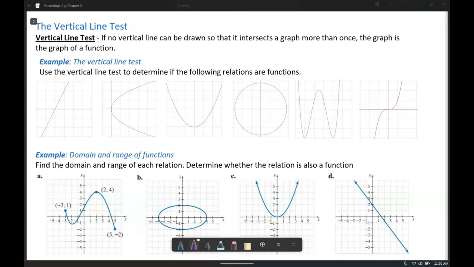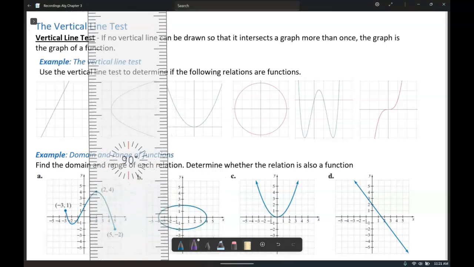Now, touching on the last part where we were looking at several equations and whether or not they were functions, we have a formal way of identifying functions by looking at graphs, and that's called the vertical line test. If no vertical line can be drawn so that it intersects a graph more than once, the graph is a function. And so we're looking at that idea that when I pick any x value denoted by a vertical line, as long as that x value does not match with more than one y value, then we know that it's going to be a function.